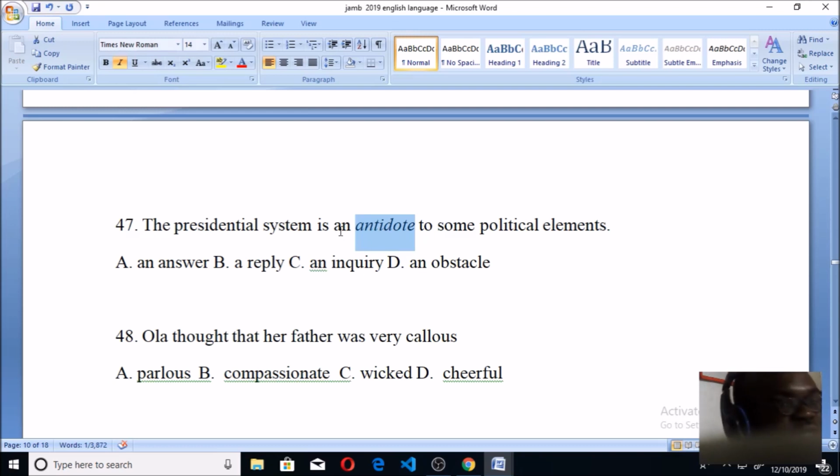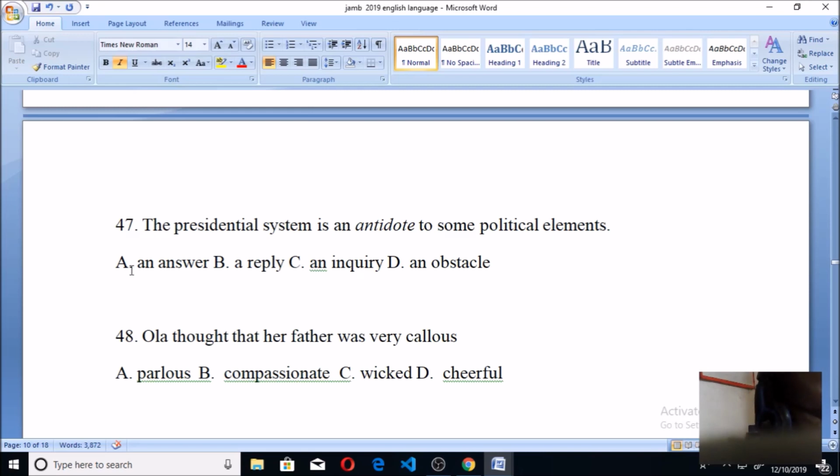So let's get to know the meanings. Antidote simply means a thing that counteracts something unpleasant, or a medicine taken to correct a poison. So antidotes could be likened to a medicine, something that solves a problem, or something that is the right answer to something. Now look at the options.